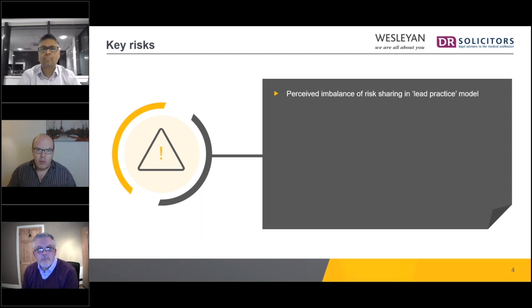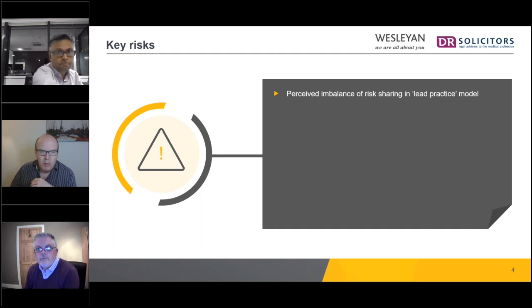Now, if you've got well-drafted PCN schedules, then that lead practice can look to the other practices to chip in and contribute to any costs, but that's not a terribly comfortable place to be for the lead practice, because obviously they're taking more risk than the others. So as it gets bigger, it becomes less comfortable to be a lead practice. So what can you do?